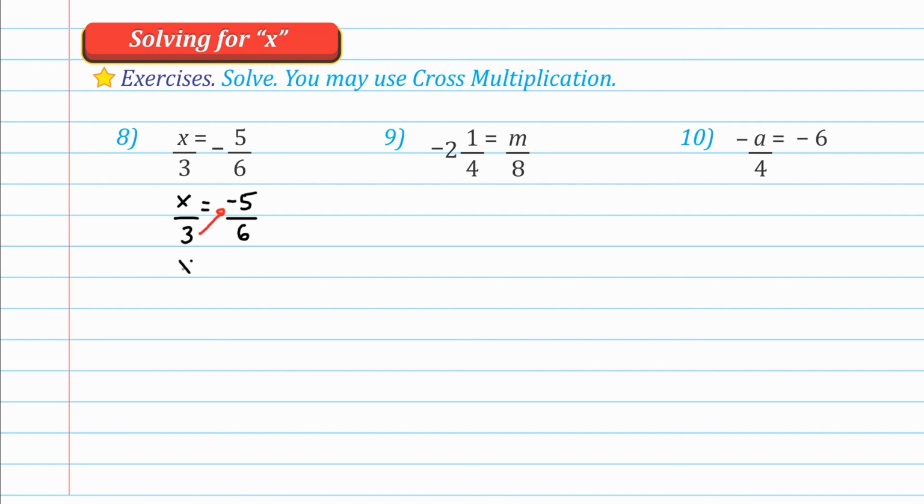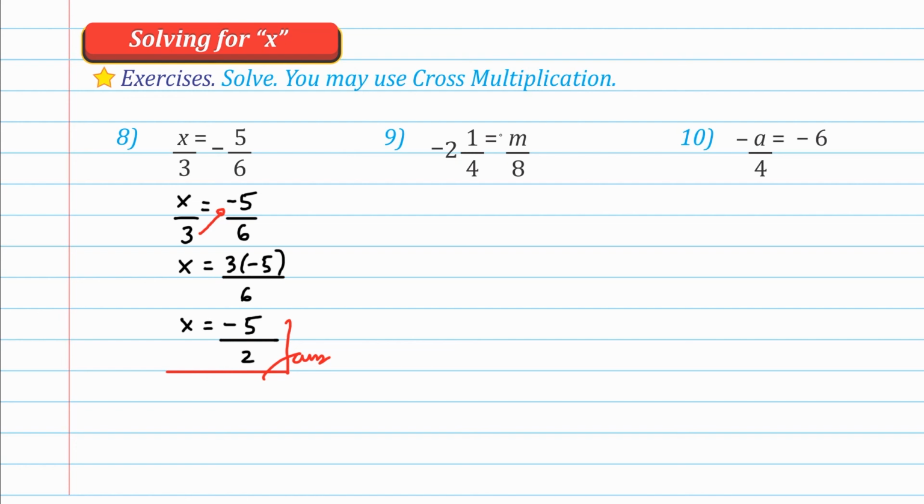So, we now have x is 3 times negative 5 all over 6. Simplifying, we now have 3/6 is 1/2. So, in the end, we have negative 5 over 2. That is the answer. Now, some of you might consider writing negative 2.5. Pwede rin, pero this is enough. Now, let's look at number 9.